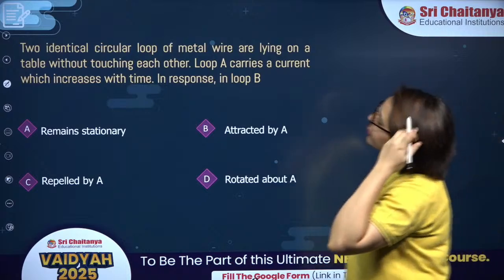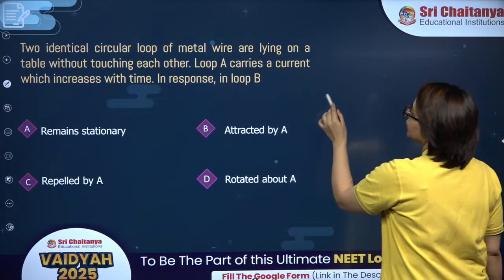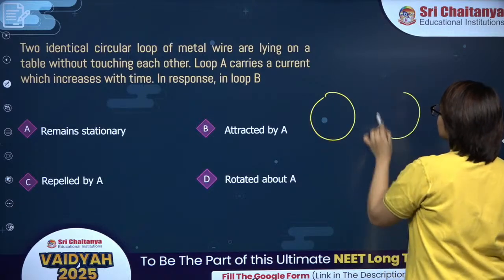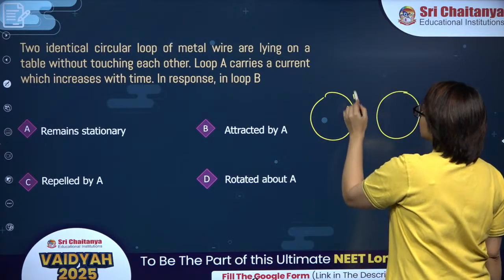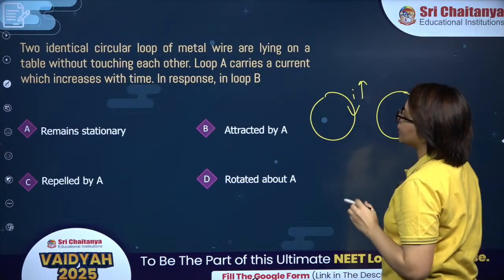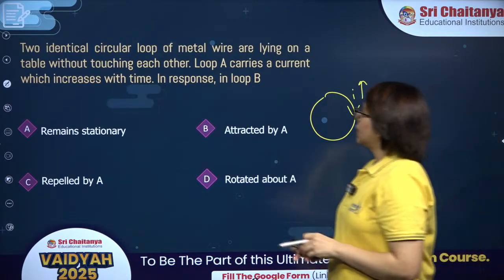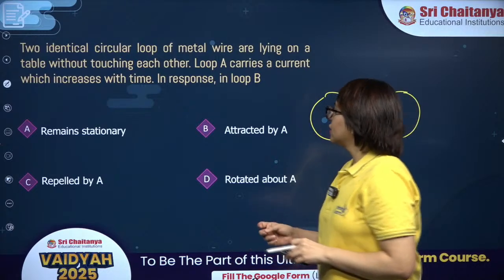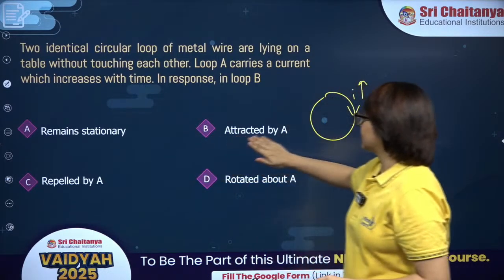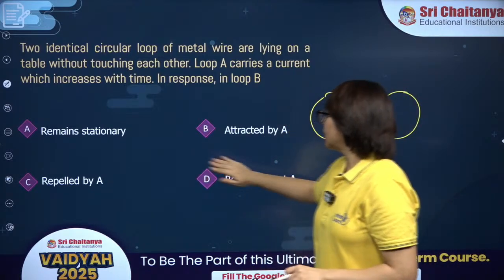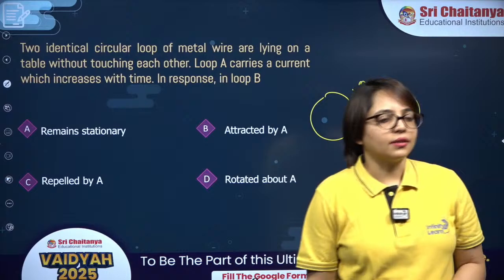Two identical circular loops of metal wire are lying on the table without touching each other like this. Loop A carries a current which increases with time. In response, does loop B remain stationary, is it attracted by A, repelled by A, or rotated about A? What should be the correct answer?